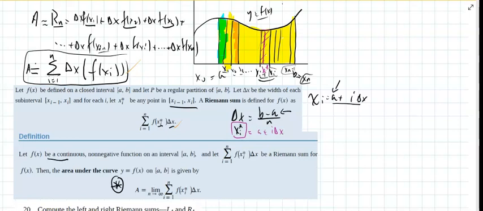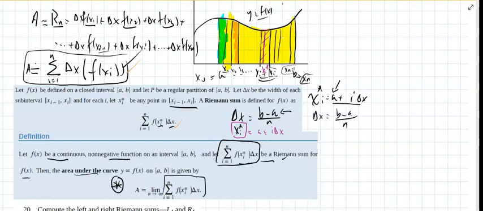Let f be continuous. The only condition for this to work is that f of x be continuous. If f of x is non-negative, and this summation is defined by the Riemann sum, where that's x sub i star and there's delta x, then the area under the curve will be the limit as n approaches infinity of this sum we just found.